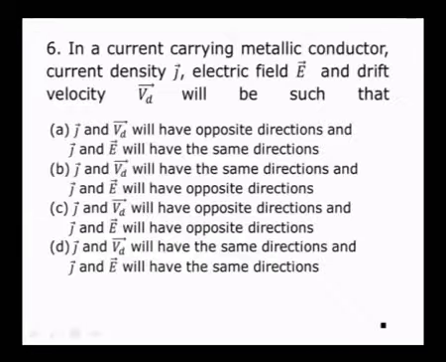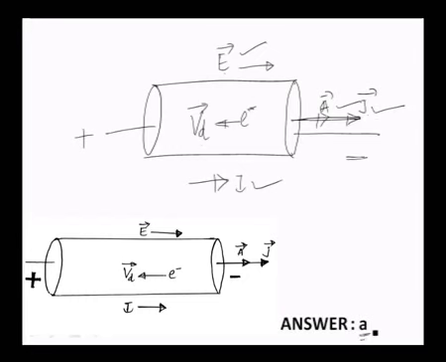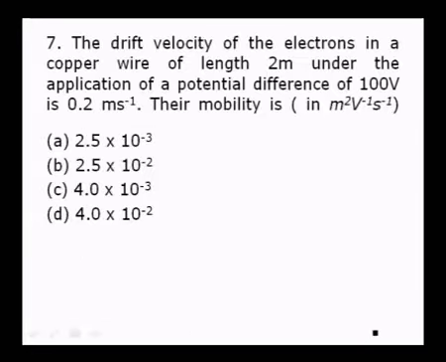It means that J and Vd will be in opposite directions, and J and E will be in the same direction. J and Vd are in opposite directions and E and J are in the same direction, therefore the correct option is A. Question number 7.